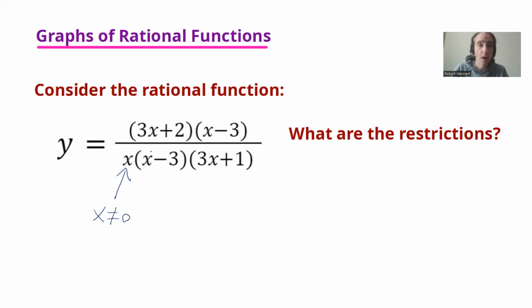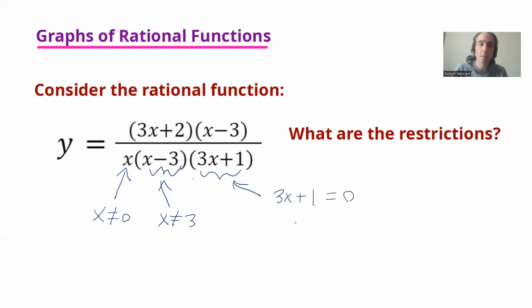That's a restriction. Another restriction, well, what's going to make this equal to 0? Well, 3 minus 3 is equal to 0, so x cannot equal positive 3. And if that were x plus 3, x would not be able to equal negative 3. And finally, we have 3x plus 1. What's going to make this equal to 0? Well, you might not know right off the top of your head, but you can take the equation 3x plus 1 and solve that for 0.